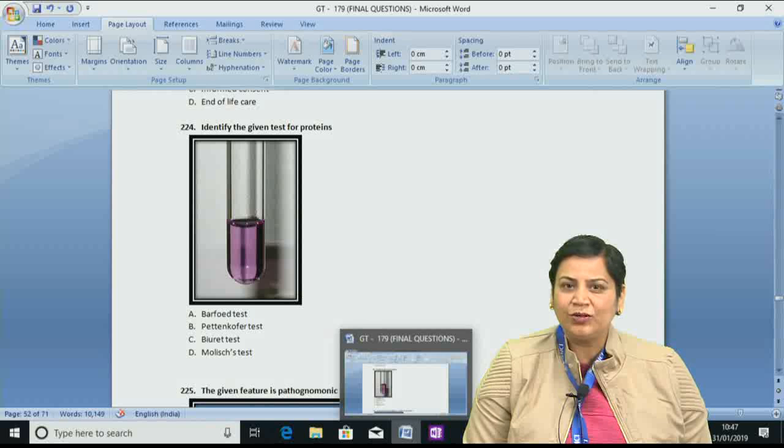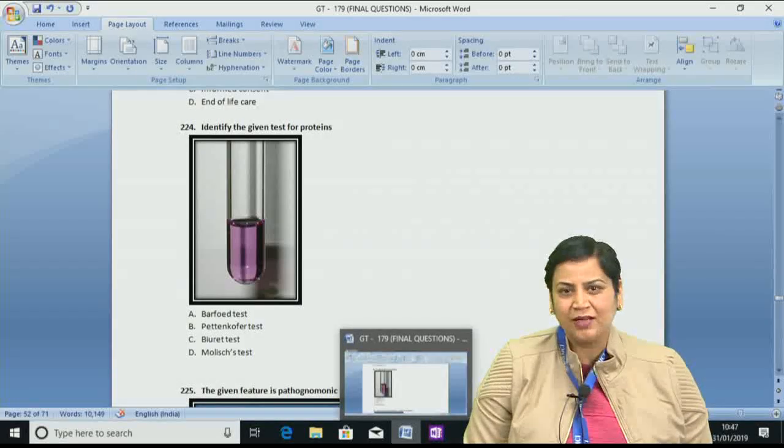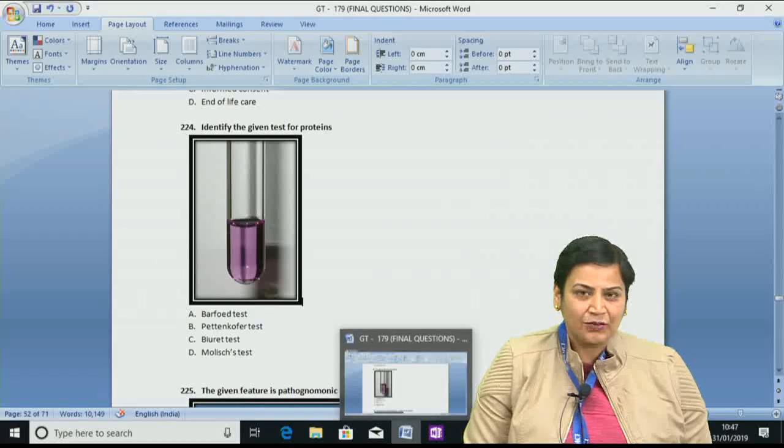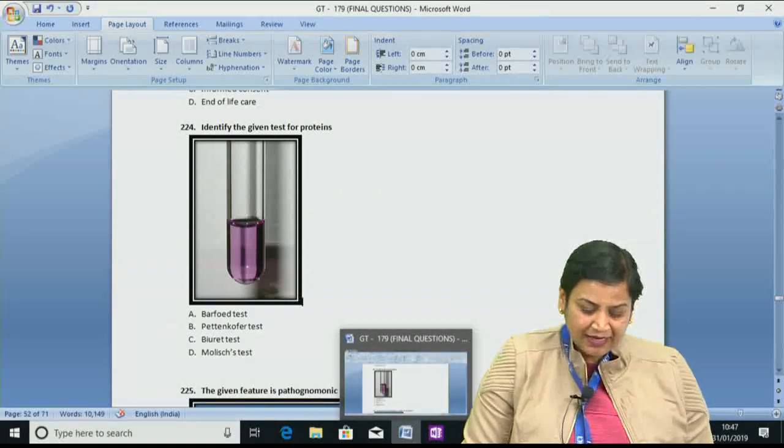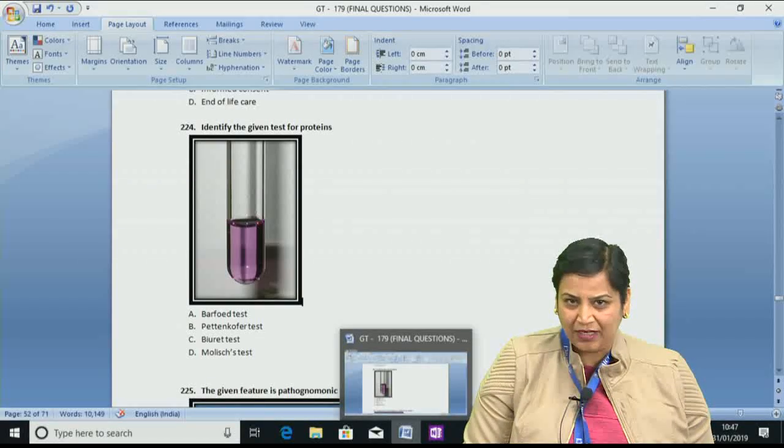Today we are going to discuss the biochemistry portion of the Grand Test 179. Now let's start with the discussion. Let's take question number 1. Identify the given test for proteins.